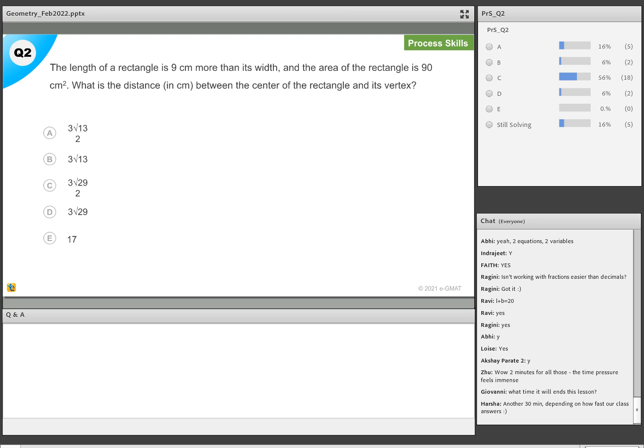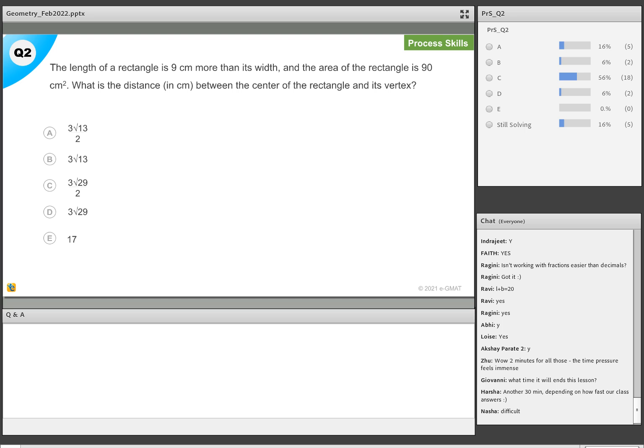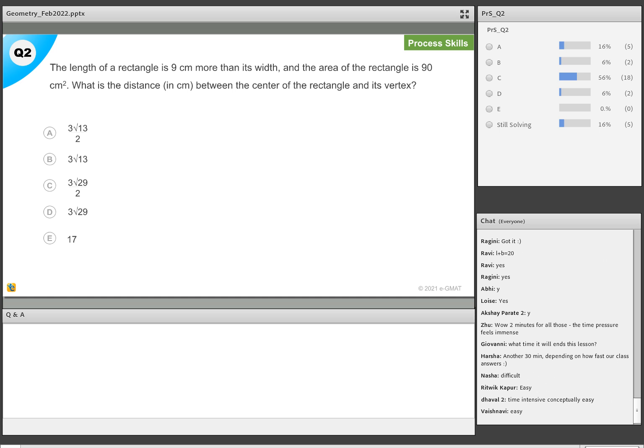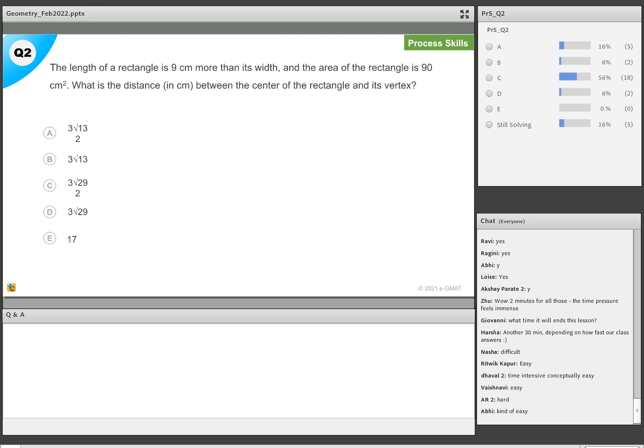So, how was this question? Was it easy? Was it difficult? Quick show of hands. Nasha found it difficult, so we're going to clear the clutter. Ritvik found it easy. Time intensive, conceptually easy. What Dhaval says is actually a very important point if you ask me. A lot of geometry can be a little more time consuming than some of the other concepts.